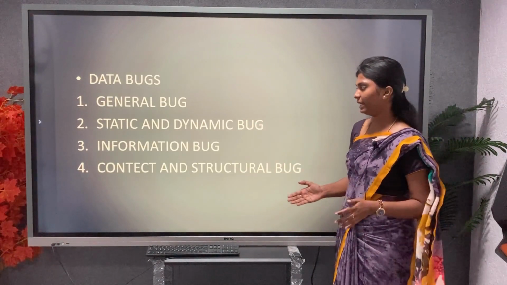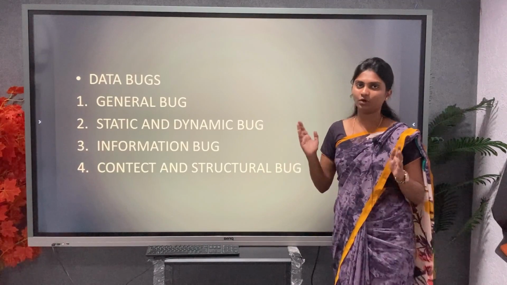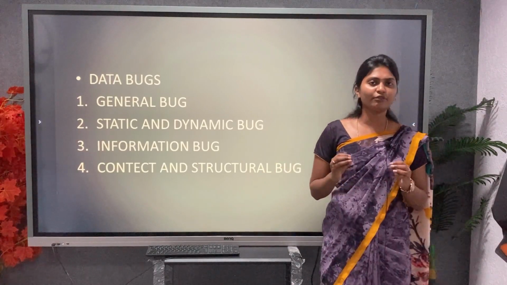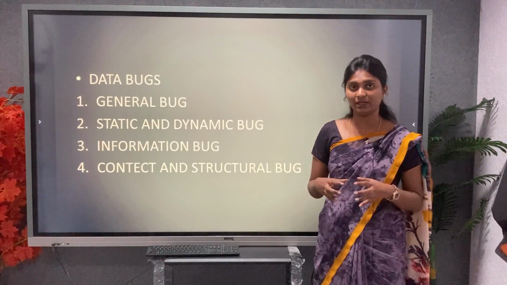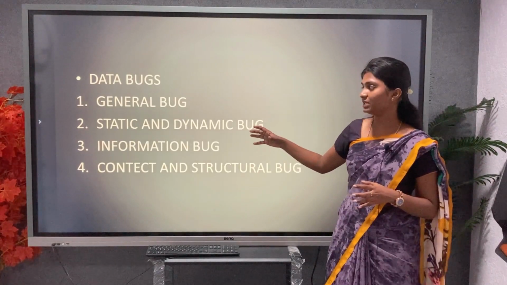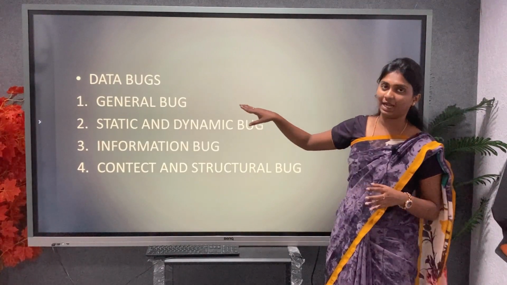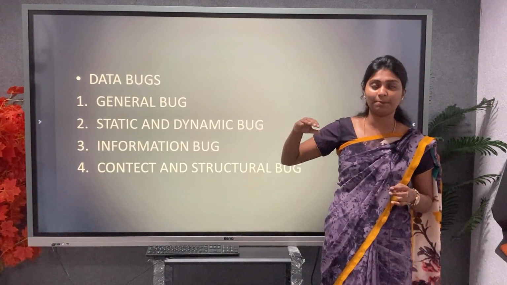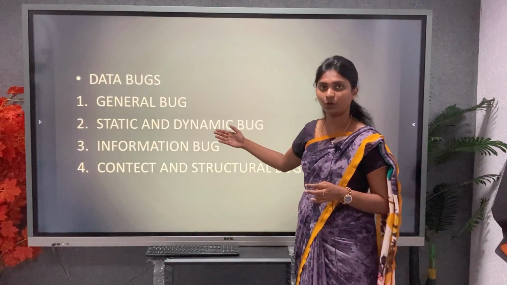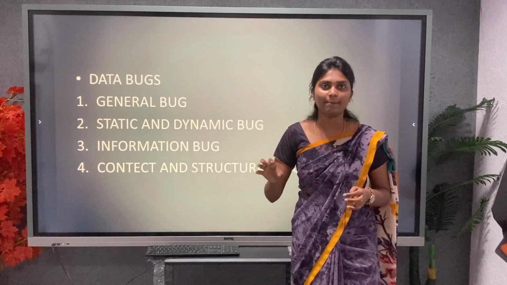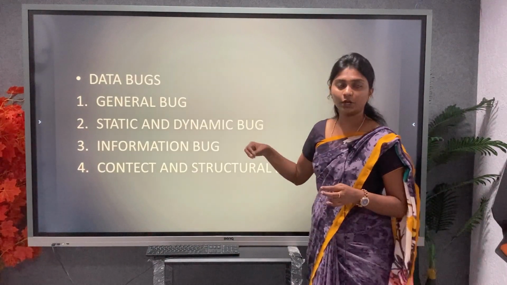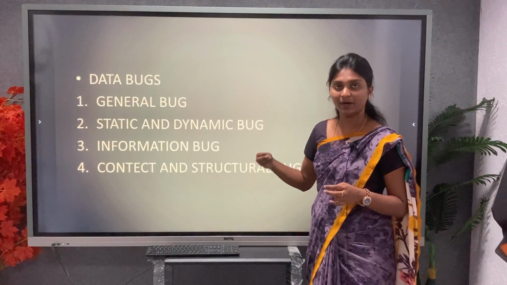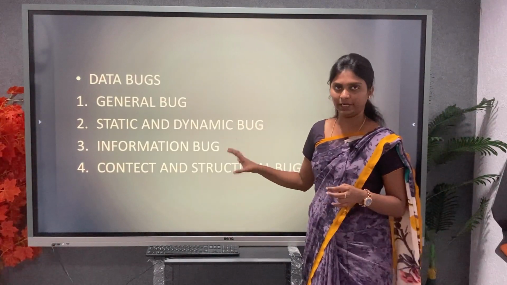Coming to the next one, information bug. Information bug means what? The information is gathered from the static and dynamic bugs. It depends upon the static and dynamic. Now, whatever statements are passing through the coding, we will develop this code or rectify these bugs through the static and dynamic bugs.